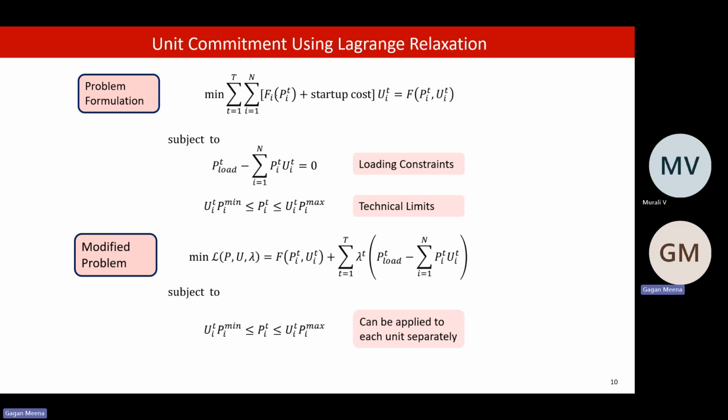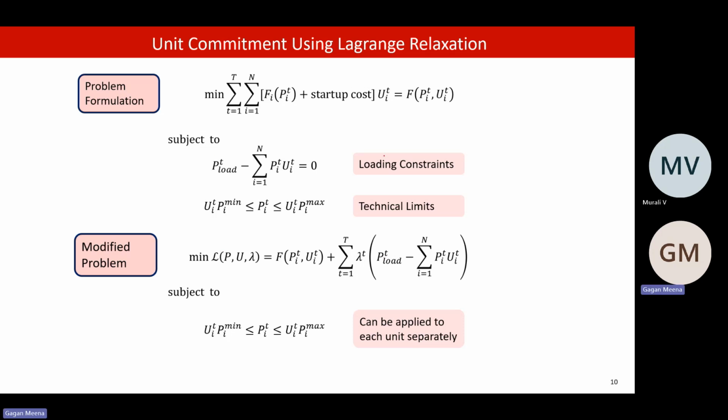So this is the problem, right? You want to minimize the cost of generation plus startup cost. And this is multiplied by u because it's a binary variable. We don't know whether the generator is to be turned on or off. It's either 0 or 1. So only when it is on, the startup cost and the production cost should be added. Otherwise, it should not be added. That's why it is multiplied here.